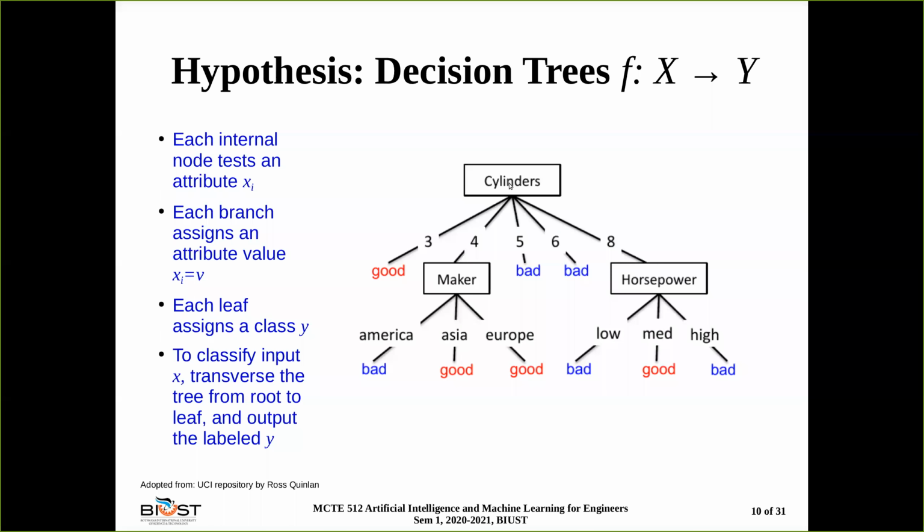Then the question is, how do we choose those nodes? Which nodes will come first? Why do we choose, in this example, cylinders to be our root node and not the maker?